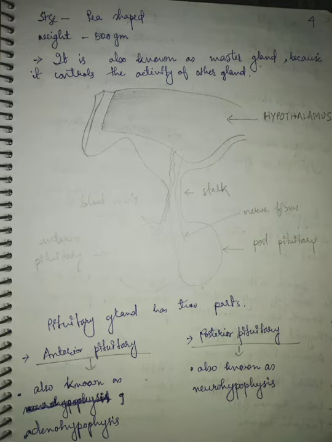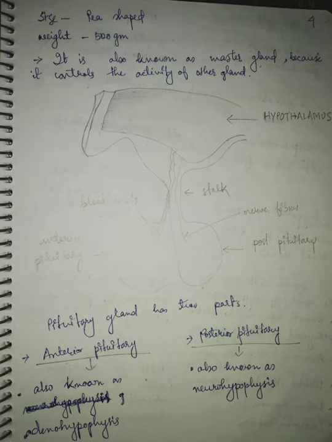So nerve is also known as neuron. The unit of nervous system is neuron. Its name is therefore neurohypophysis.